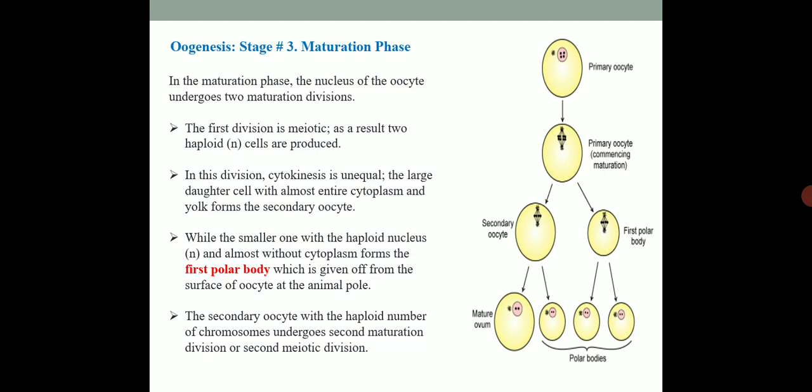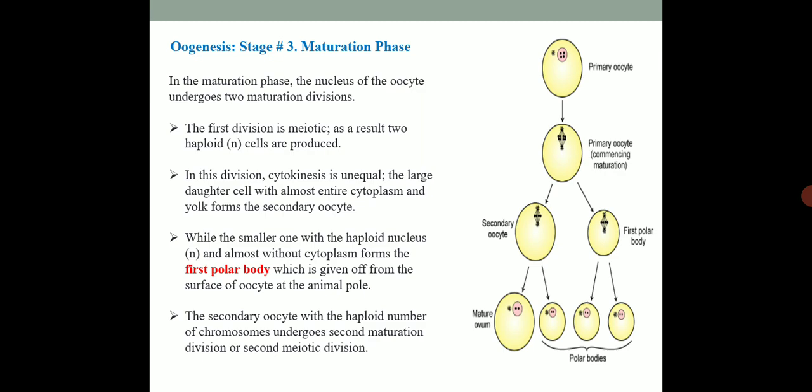The first division is the meiotic division, as a result of which two haploid cells are produced. That means n number of cells are produced. In this division, cytokinesis is unequal. The large daughter cell with almost the entire cytoplasm and the yolk forms the secondary oocyte.